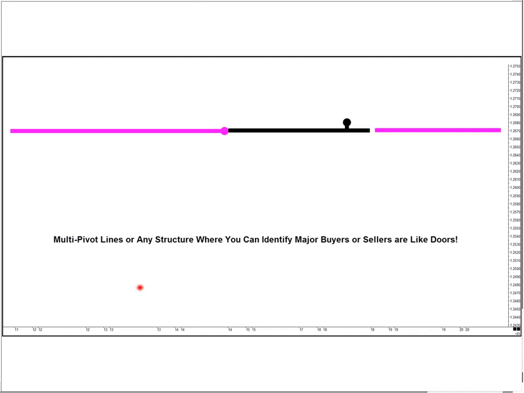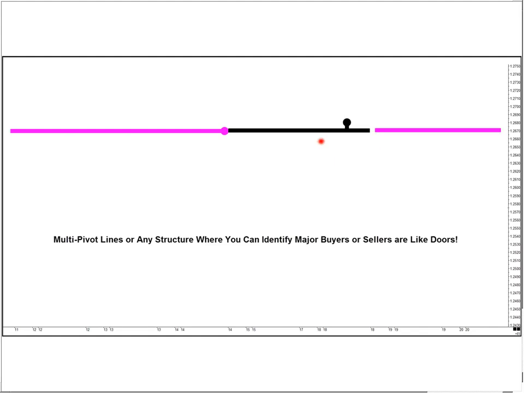If you think about multi-pivot lines or any structure like that, where you can actually identify major buyers or sellers, think of them like doors. Does this look, let me see if my art's okay. My daughter helped me. Does this look like a door to you? She'd do a good job. Should I give her some extra allowance? My drawing's not very good, but anyway, I elicited her help. I said, Lucy, I need a door.